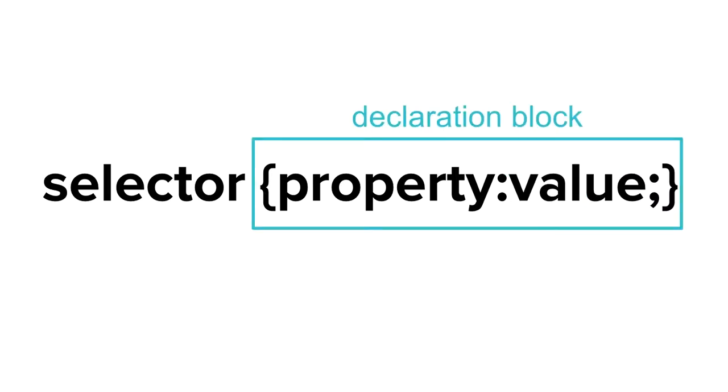So all of this goes into a declaration block. On the screen you see a rectangle, and the rectangle is surrounding the curly braces and all the words and everything that's not the selector. So this entire area inside that block is called the declaration block.